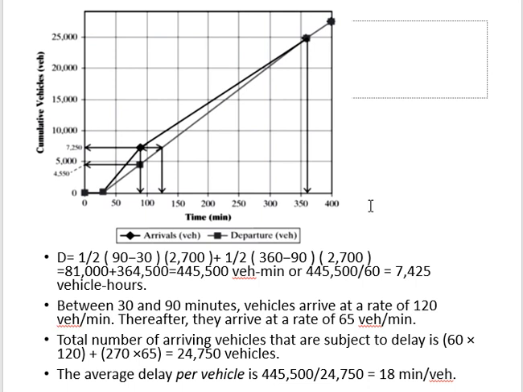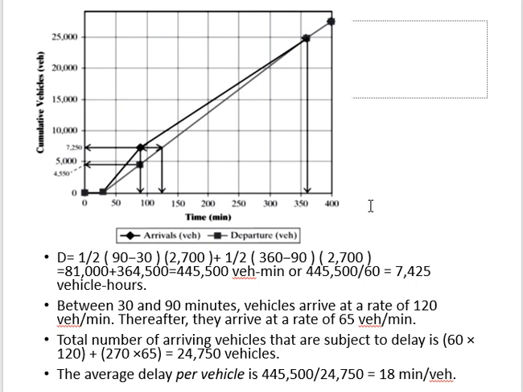From 30 to 90, they were coming at 120 per minute, right? And from 90 to 360, they were coming at 65 per minute. So from here to here, 120 per minute. From here to here, 65 per minute. So whoever came during this time, they had to face the queue. And how many are these vehicles? These are 24,750 vehicles.